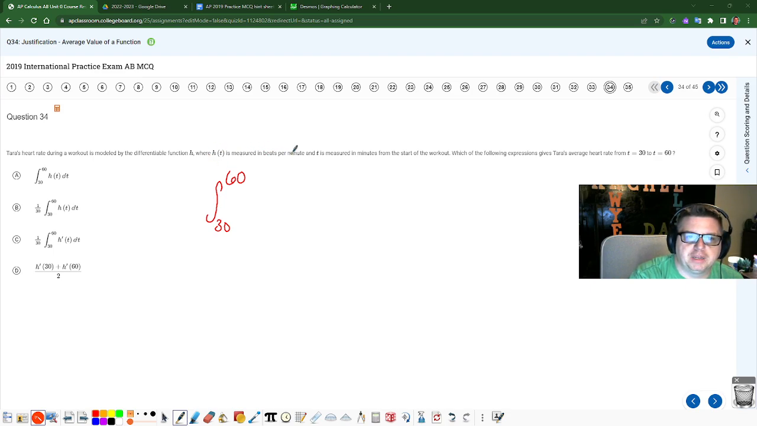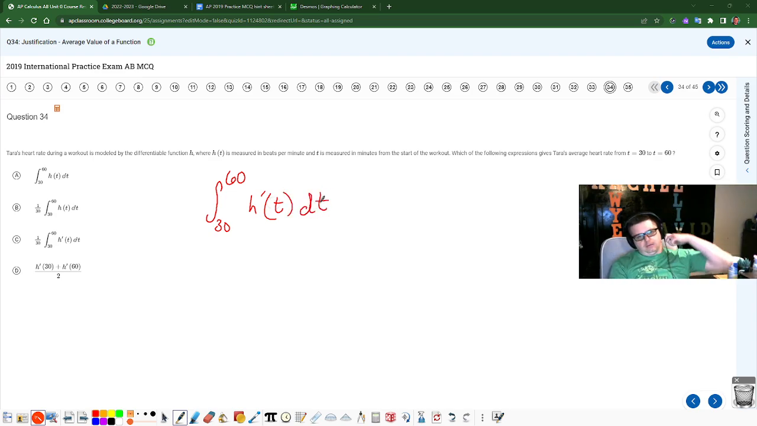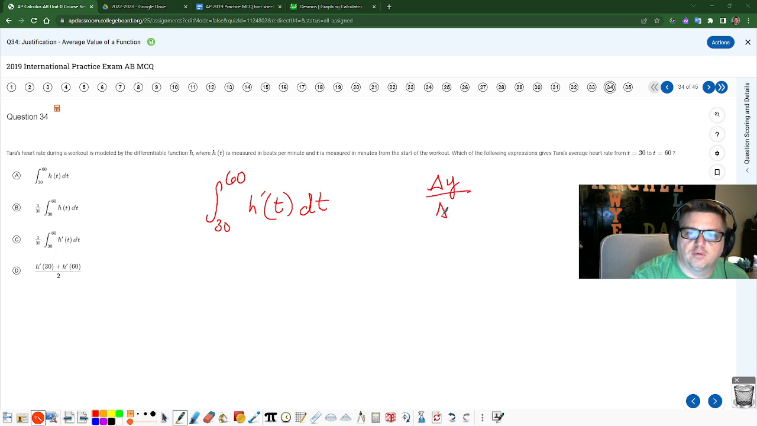H of t is measured in beats per minute. So why would I do that? Well, what do we want? We want the following expression to give Tara's average heart rate. So what we want is the change in y over the change in x, is how you should be thinking about this. The change in x is really the change in t. So what we are looking for is the change in the heart rate over the change in time.